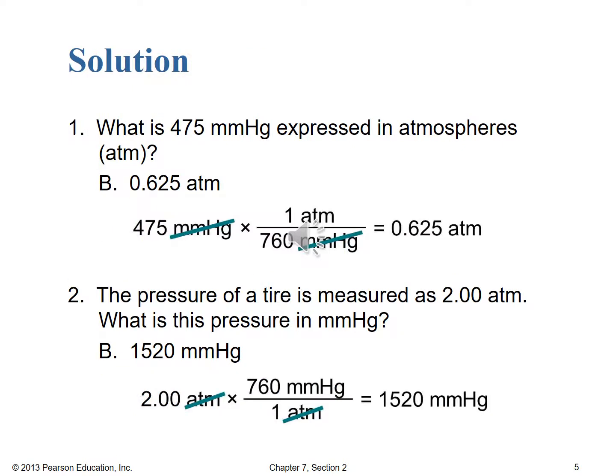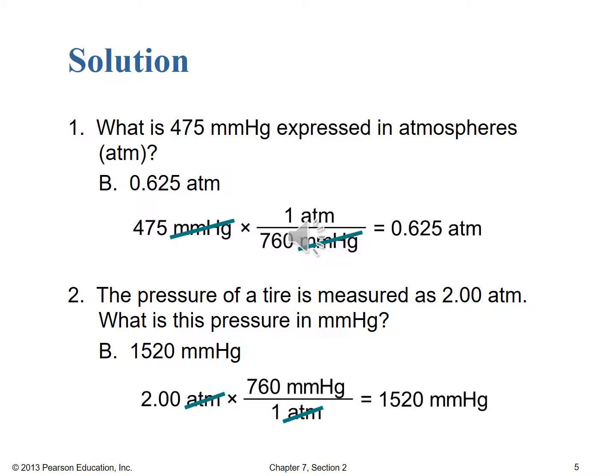All right, so there we have the first question. It actually ended up being B, 0.625 atmospheres. Again, if you just look by inspection, 475 is a little more than half of 760, so you know you're a little more than half an atmosphere. But if we want to do the math rigorously, we use our conversion factor, 1 atmosphere over 760 millimeters of mercury. That way we can cancel the units of millimeters of mercury, be left in units of atmosphere, and mathematically, when we take 475 divided by 760, we get 0.625.